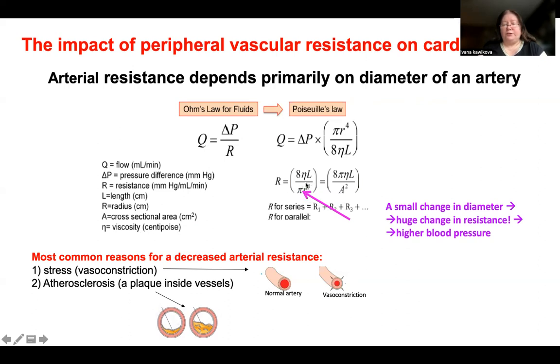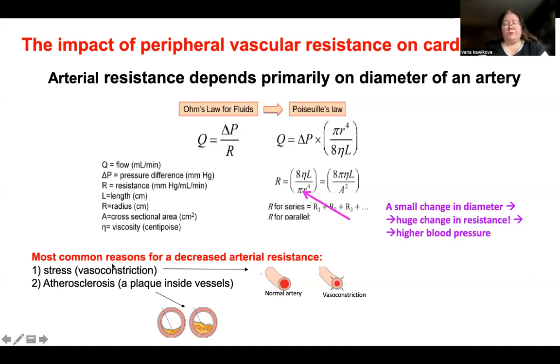So a small change of a diameter, for example, by a factor of 2, will lead to a huge change in resistance, because you have here the exponential relationship. So changing the diameter by a factor of 2 means a change in resistance by a factor of 16. So that will then increase the blood pressure, and the heart has to work against the large resistance.